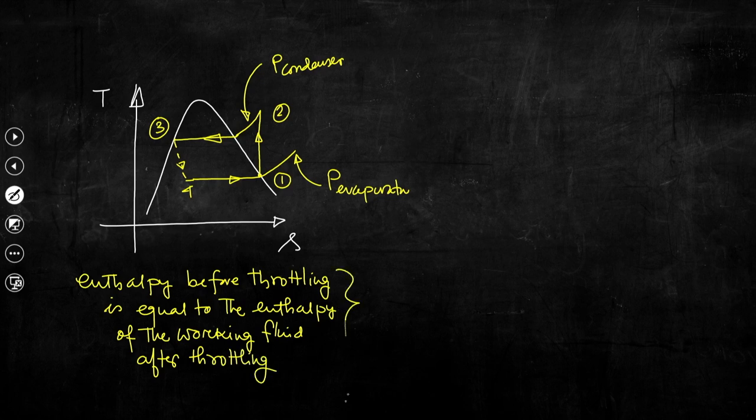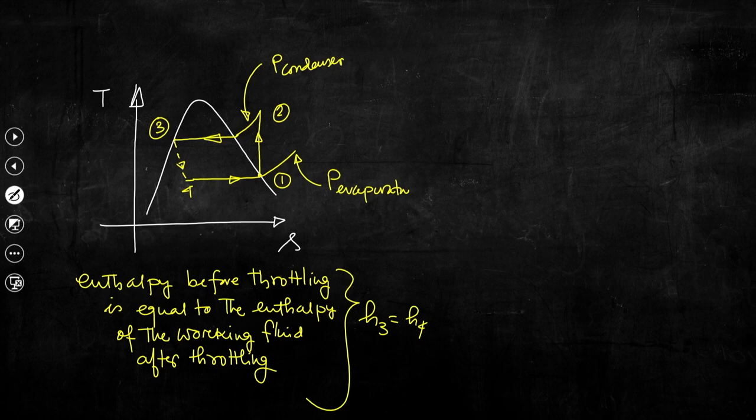So, that means H3 equals H4. Maybe the enthalpy at many intermediate states may not be equal, but enthalpy before throttling is equal to enthalpy after throttling. So, what we can understand is that out of these four processes, two processes occur at constant pressure, while another process, which is very important and interesting, occurs at constant enthalpy.